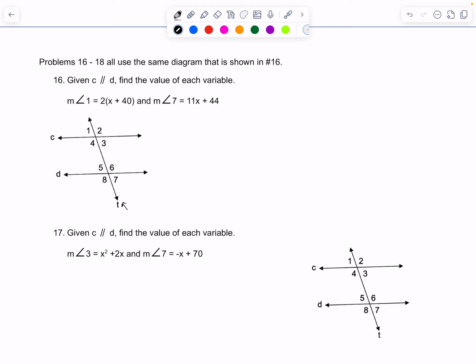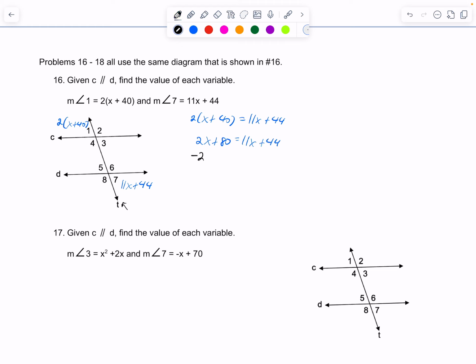So the first one says that angle 1 is 2 times x plus 40, and angle 7 is 11x plus 44. These are alternate exterior angles, which you guys hopefully remember from the first semester. They have that theorem, if lines are parallel, then alternate exterior angles are congruent. So I'm going to write 2 times x plus 40 equals 11x plus 44. So 2x plus 80 equals 11x plus 44.